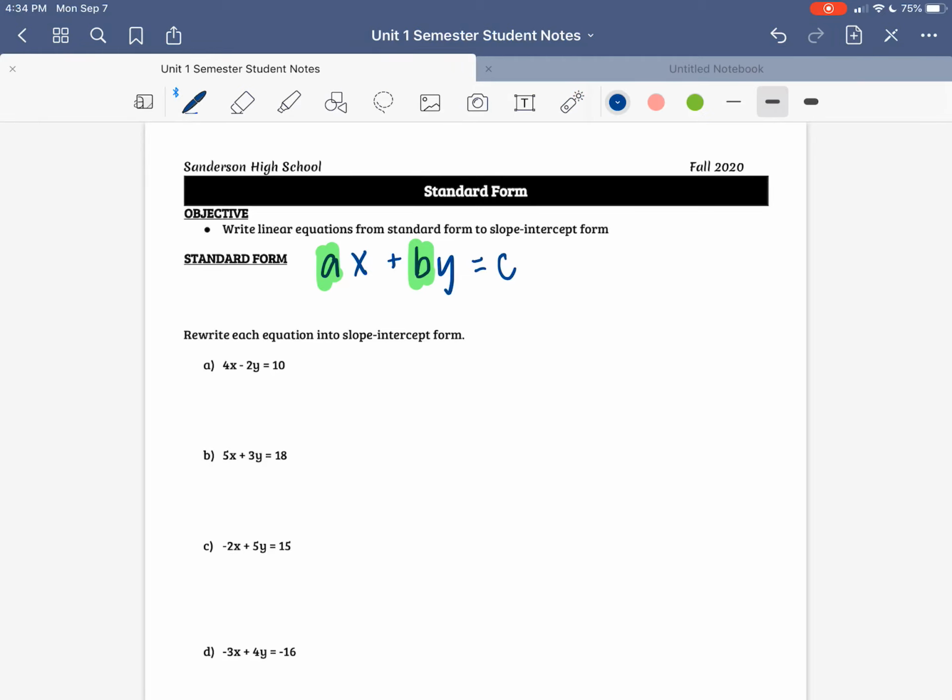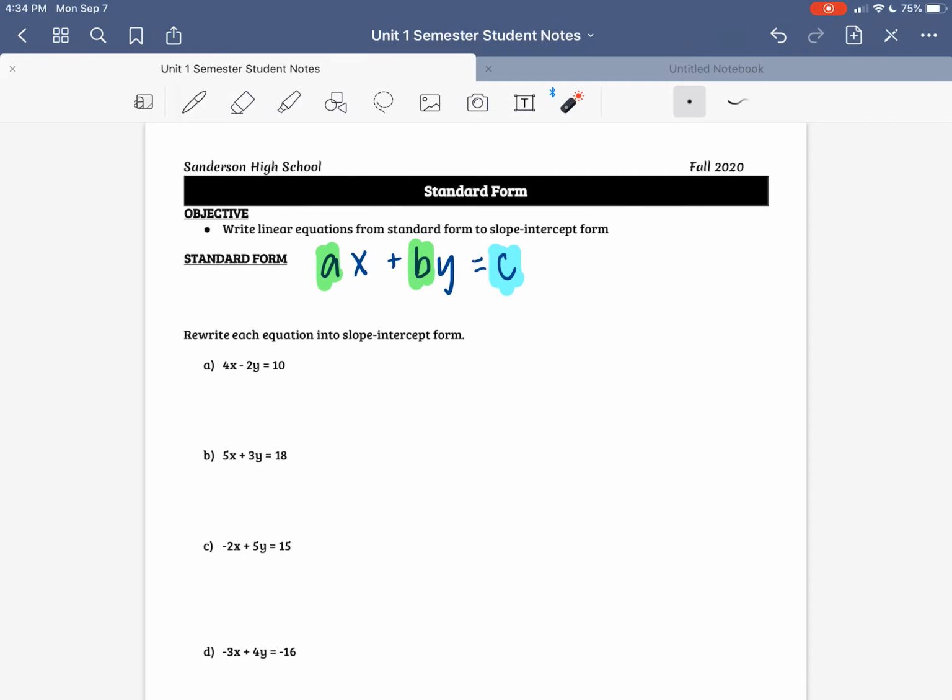The c, however, the c is a constant. So notice there's no x or y next to it. So in these equations, we have x and y on the same side, and then we have a number by itself on the other side. So c does represent a constant in this example.